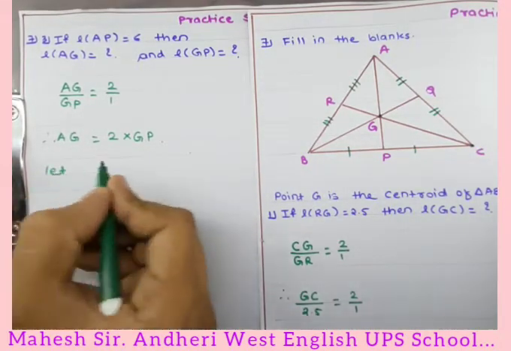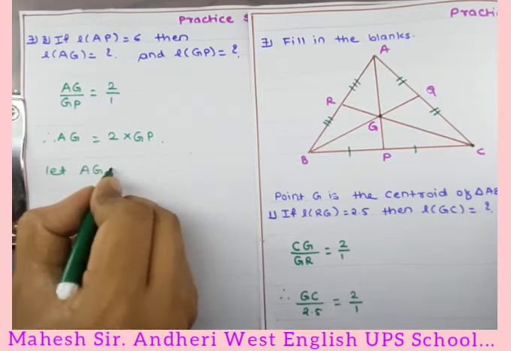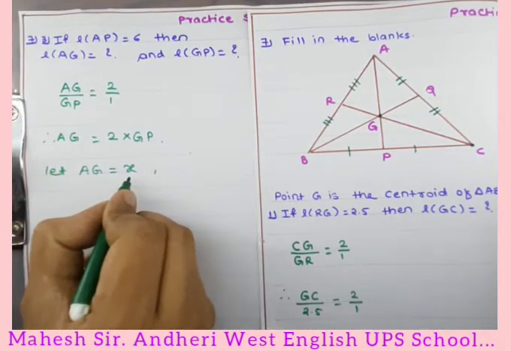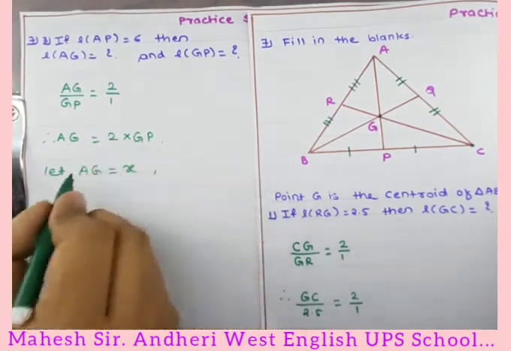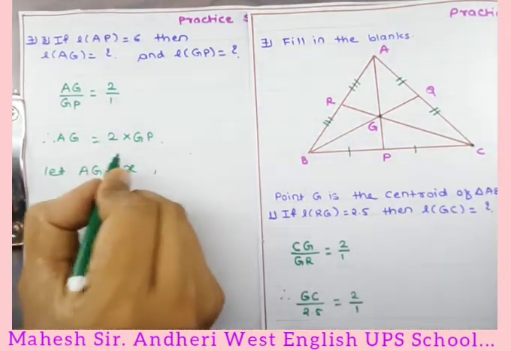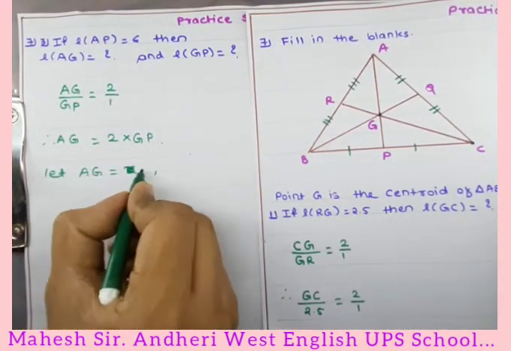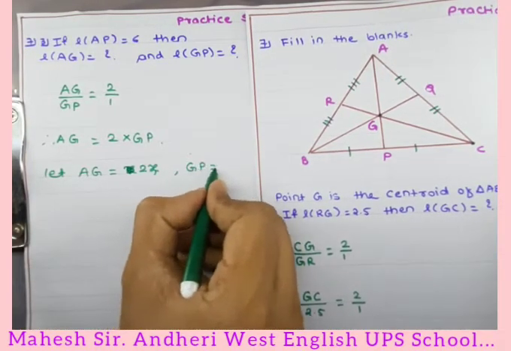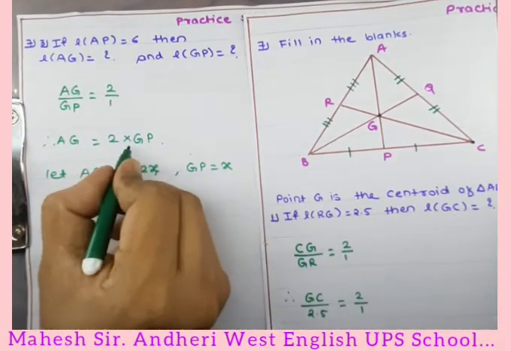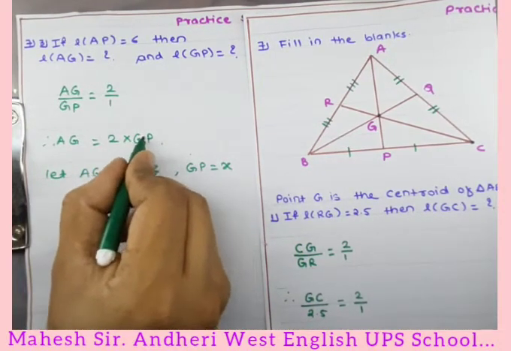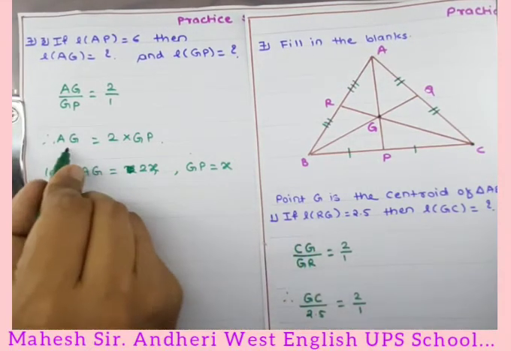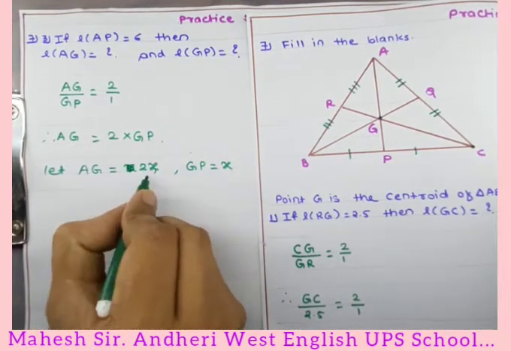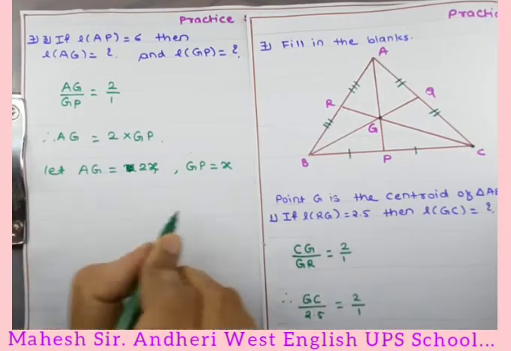And we will assume that, let GP be x. Because GP is small, I will take GP as x, and we know that AG is 2 times GP, therefore we will take AG as 2 times x, that is 2x. I hope you have understood this, right?